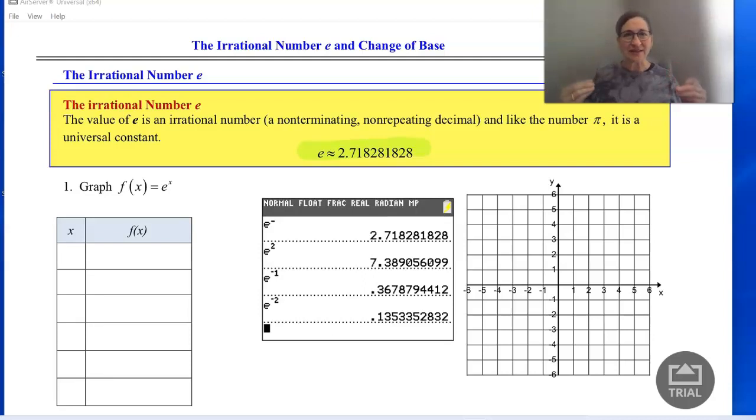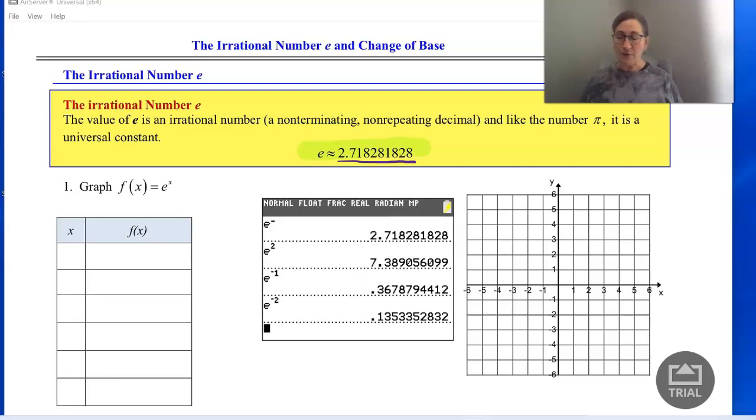It is very similar to pi. People are very comfortable with pi because we've used it a lot. Same thing with irrational number e. That e simply represents this number. Okay?